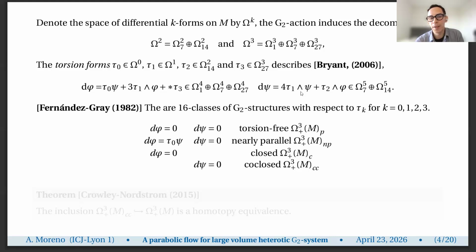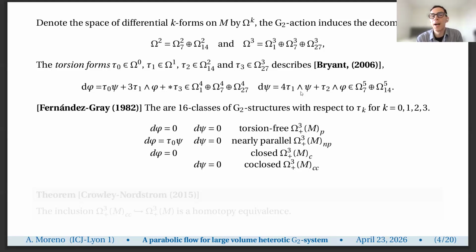psi is closed, but phi is proportional to psi. So you just have a 1-dimensional component of the 4 form. Or you can study the closed G2 structures, which means that phi is closed, as we said before, and the analogous, which is the co-closed condition. Each of these classes has some particular properties.